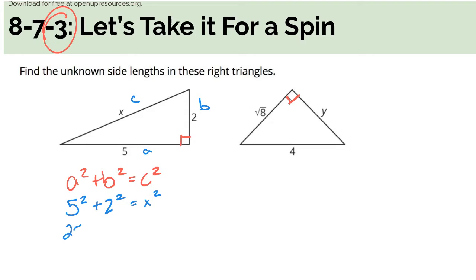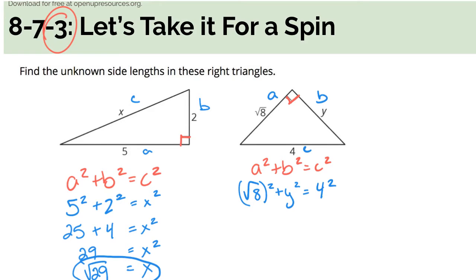I keep simplifying. 5 squared is 25, plus 2 squared, which is 4, equals X squared. And I keep simplifying, and I get 29 to be X squared. And so I know that to just have X alone would be the square root of 29, because the square root of 29 times the square root of 29 would get me 29. And so that side length is going to be the square root of 29.